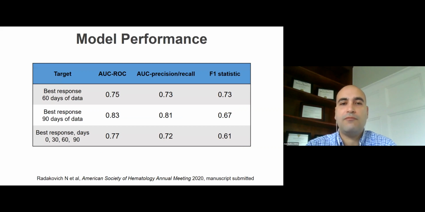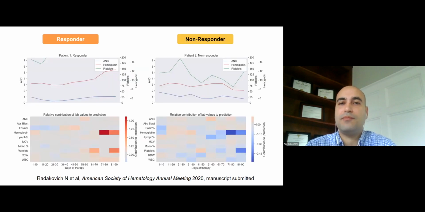And then we built the model, and what you see is the performance of the model on the validation cohort. You can see that if we take data from CBC weekly for the first 3 months, we were actually able to predict whether the patient would respond at 6 months with an area under the curve of 0.77. You see here, if you take the 90 days data, that goes up to 83%. This is a robust model. We never had a model that predicts response to hypomethylating agents with similar performance.